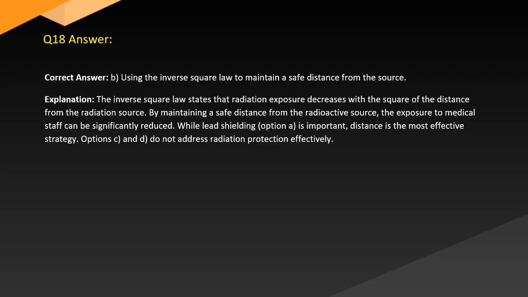Answer. Correct answer. B. Using the inverse square law to maintain a safe distance from the source. Explanation. The inverse square law states that radiation exposure decreases with the square of the distance from the radiation source. By maintaining a safe distance from the radioactive source, the exposure to medical staff can be significantly reduced. While lead shielding, option A, is important, distance is the most effective strategy. Options C and D do not address radiation protection effectively.